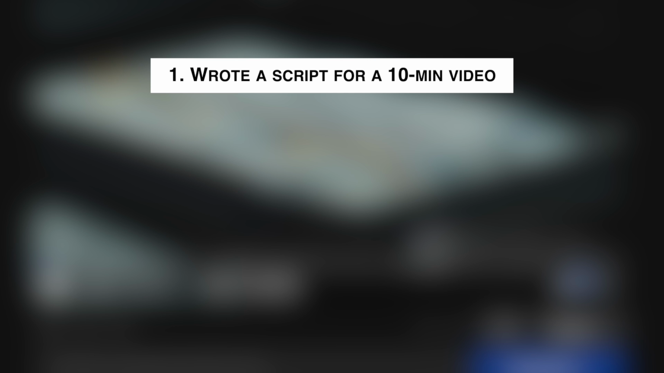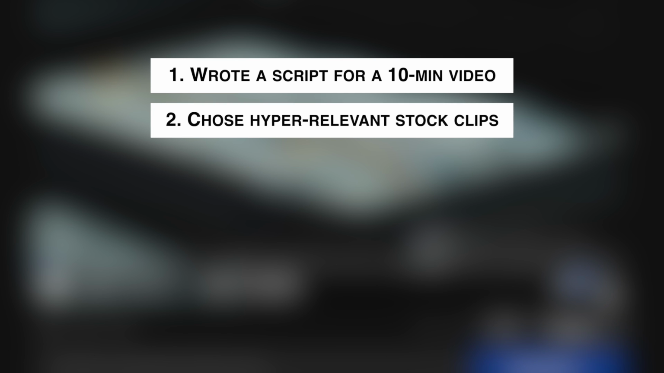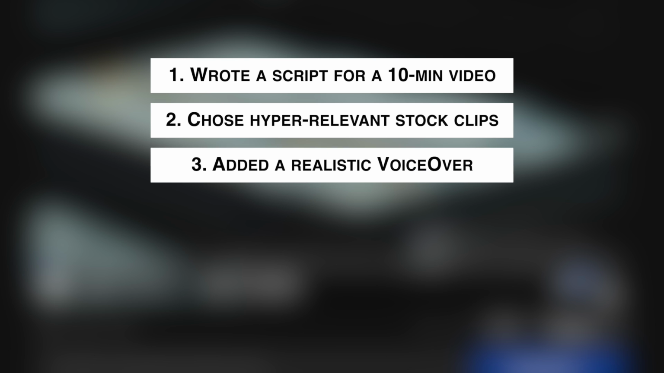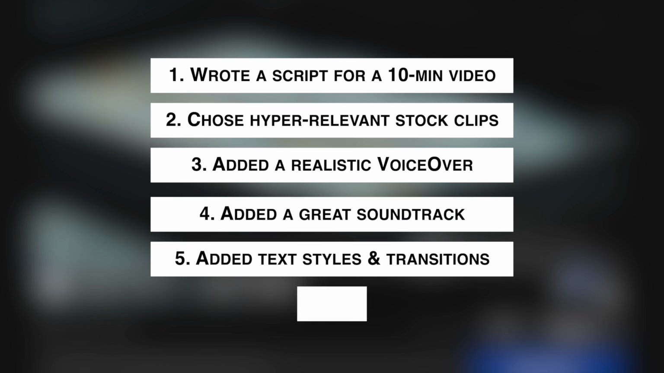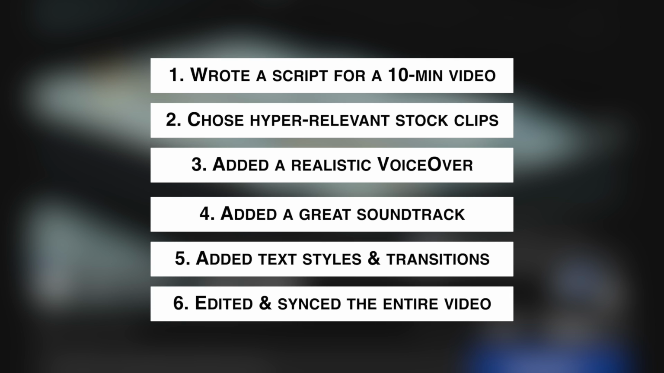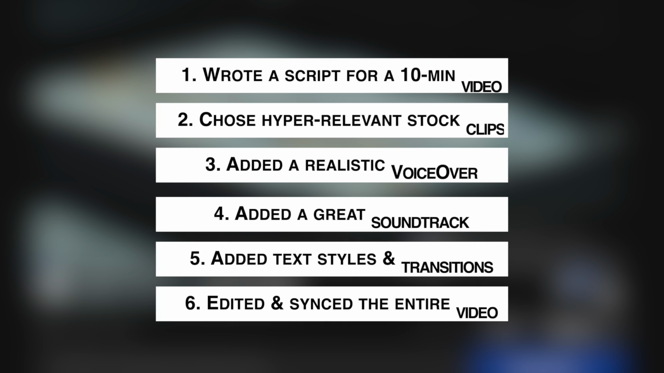Okay, super cool. So in just 10 minutes, the AI basically wrote a full-fledged script for a 10-minute video. It chose hyper-relevant stock clips, and it's actually crazy how accurate these are because unlike other AI tools, InVideo does not generate images or video clips, but it picks relevant clips from its stock library of over 8 million such assets. It added a very realistic human-sounding voiceover, it added a great soundtrack, even text styles and transitions, and it cut the video and edited it in sync with the voiceover and music to make it publish ready.